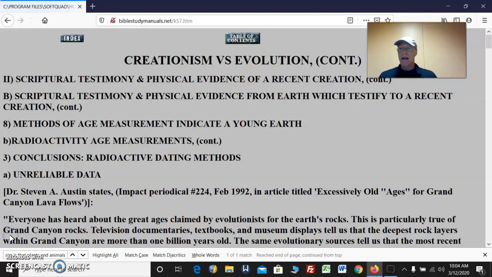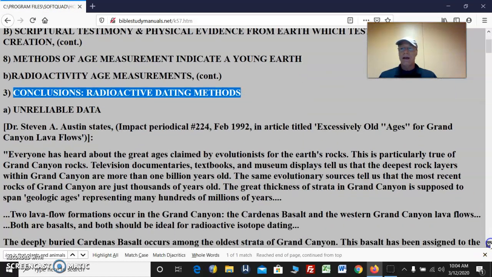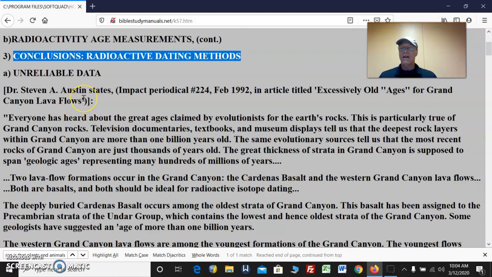Okay, what's next? We have conclusions on radioactive dating methods that we've looked at so far. Number one conclusion, unreliable data. Dr. Stephen A. Austin, and he's a scientist, I'm not: Everyone has heard about the great ages claimed by evolutionists for the Earth's rocks. This is perfectly true of Grand Canyon rocks, particularly true of Grand Canyon rocks.